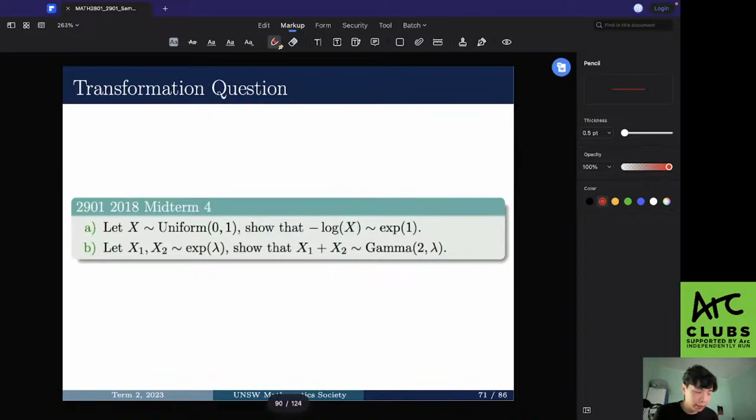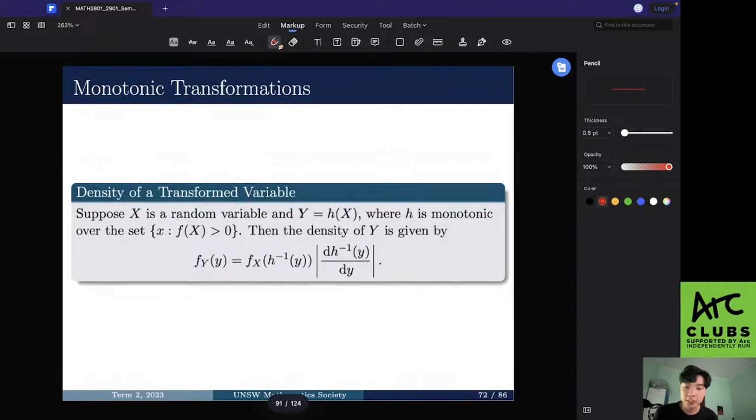So here's an example from 2018 midterm question 4. We have x, which is a uniform distribution from 0 to 1, and we have minus log x as our transformation. So what's special about minus log x? It's what we call monotonic. But what is monotonic? It just means always increasing or always decreasing. That's pretty much it.